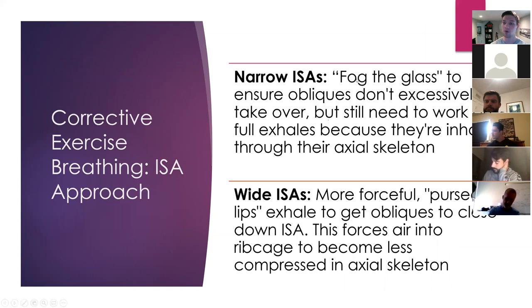So when we have a narrow ISA, I want them to fog the glass to ensure their obliques don't excessively take over. It's okay if they get a little bit of abs. It's not the end of the world. But if they're really feeling heavy compression within their obliques, that's probably not going to be the best thing for them. We want them to open their mouth, big open sigh, as they exhale. Wide ISAs are more forceful. I like to say blow out your birthday candles. But both cases of these people need to get all the air out.